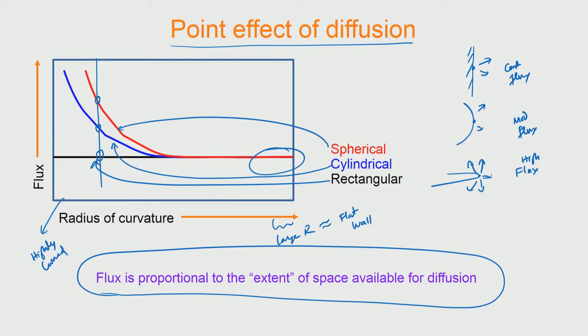Now, this point effect of diffusion has already been noticed in many other phenomena, and in the case of metallurgy, for example, we notice this as sharp objects are losing heat very fast, and we say that the corners of a casting would solidify fast. So, that actually is nothing but an application of the point effect of diffusion, which says that the amount of space available for diffusion dictates how fast the diffusion can take place.